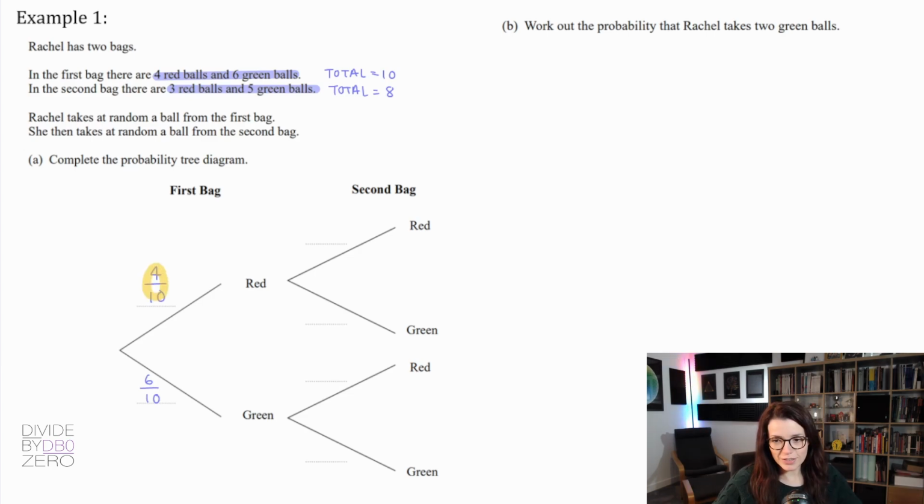Something really important to notice here is that on probability tree diagrams, probabilities on any set of branches always add up to 1. And this is because in any scenario, all probabilities always add up to 1.